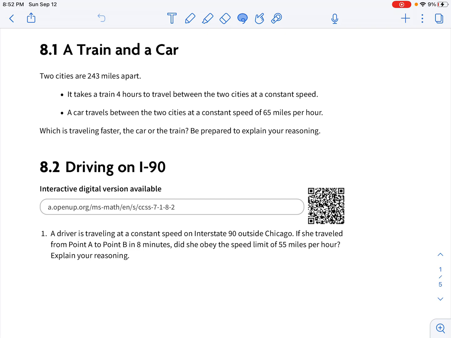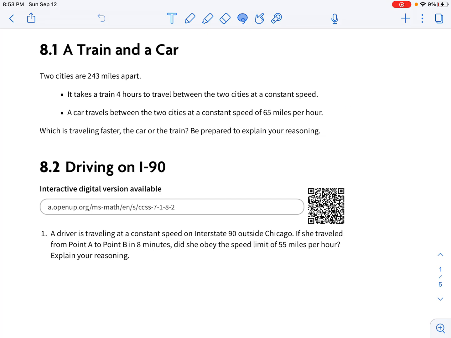It takes a train 4 hours to travel between the two cities at a constant speed. Okay, and it says a car traveling between the two cities at a constant speed of 65 miles per hour. Which is traveling faster, the car or the train? Be prepared to explain your reasoning. Well, we're given the speed of the car, so we have to find the speed of the train. We know it goes 243 miles in 4 hours.